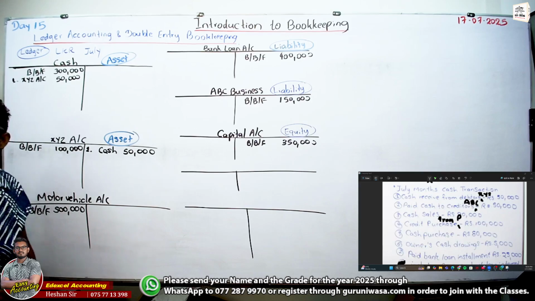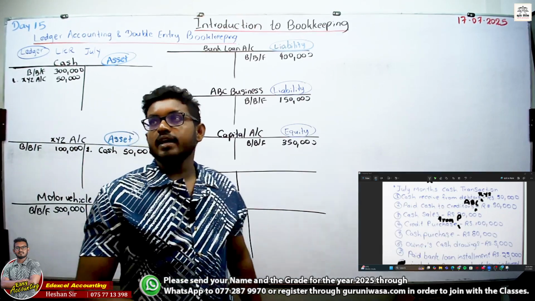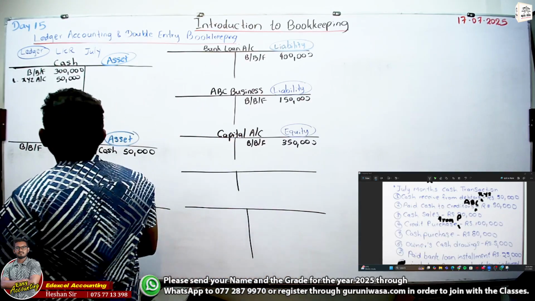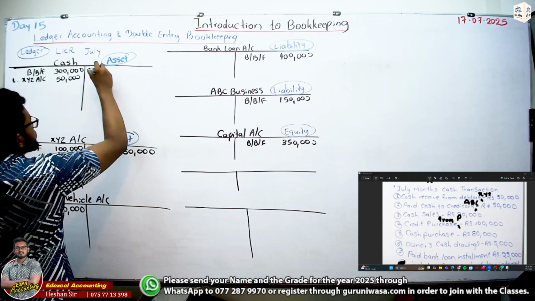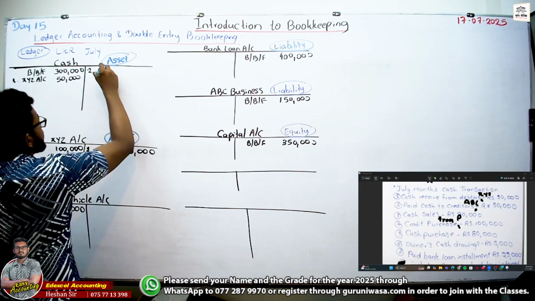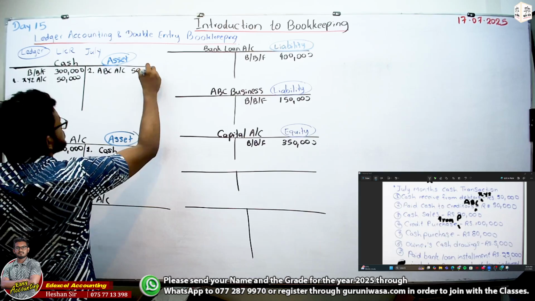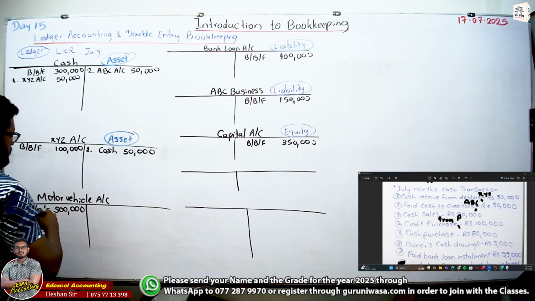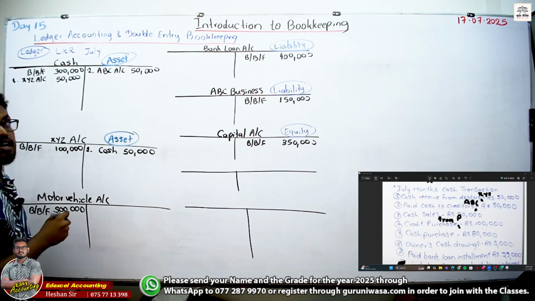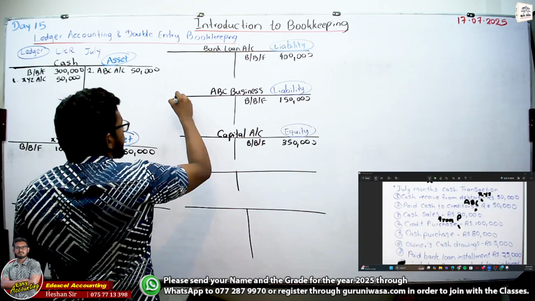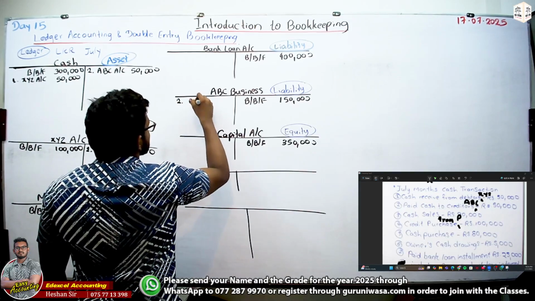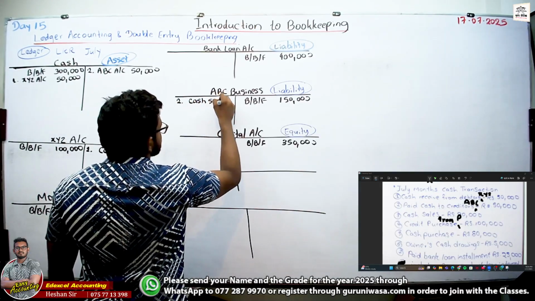Let's write number two. Paid cash to ABC 50,000. When we pay cash, cash account credit 50,000. ABC account debit, liability decrease as cash.